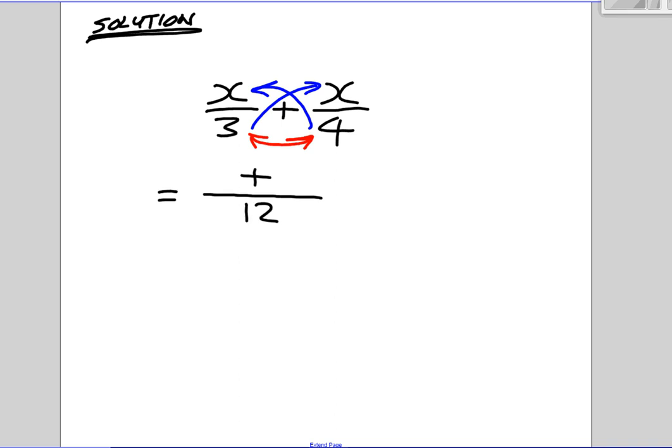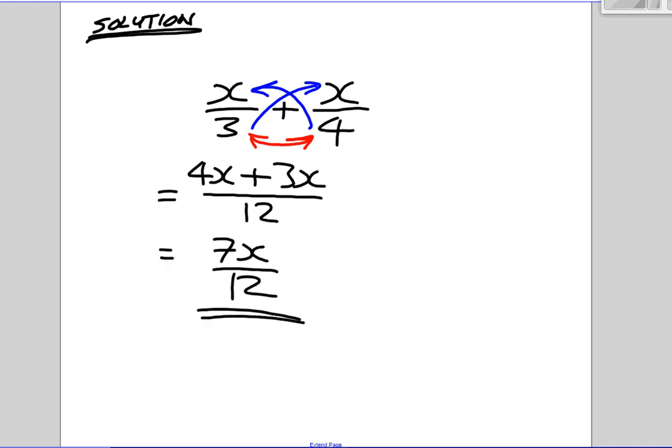Okay, so on the bottom, the 3 times 4 is 12. Then the 4 goes up to multiply the x, and the 3 goes up to multiply the other x as indicated with the arrows. So 4 times x, 4x, 3 times x, 3x. There you go. And can we add 4x and 3x? I think it looks like we've got a total of 7, or 7x over 12. There you go. Not bad.